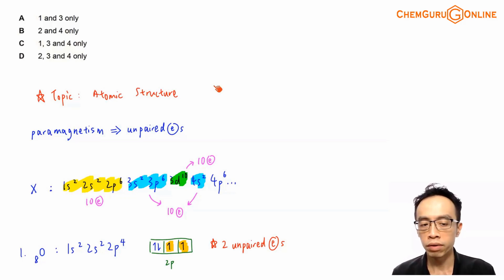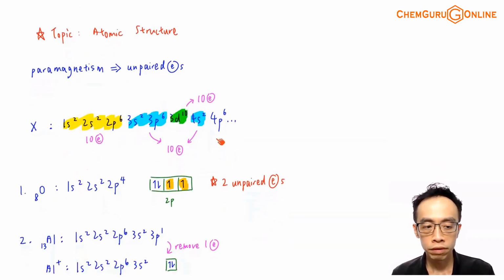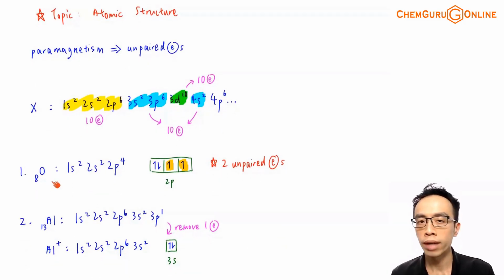You notice if I fill up electrons by sets of 10, then I can very quickly write out the electronic configuration for most of the species. I think this will be useful to help us write out electronic configurations very quickly. Now let's run through each of these options and see which one of them has unpaired electrons and therefore can exhibit paramagnetism. Now the first one will be the oxygen atom.